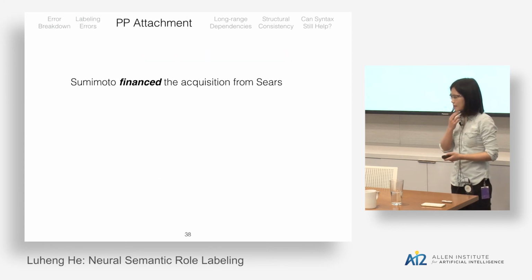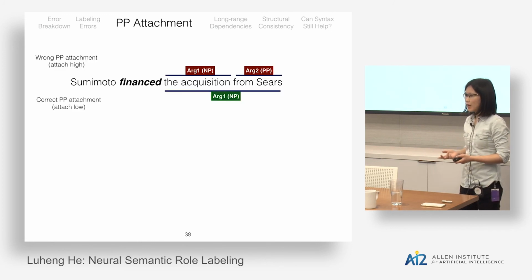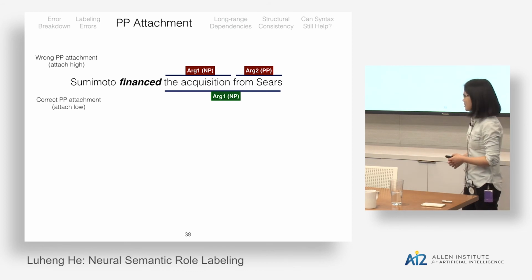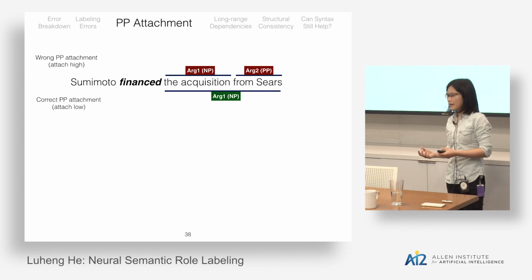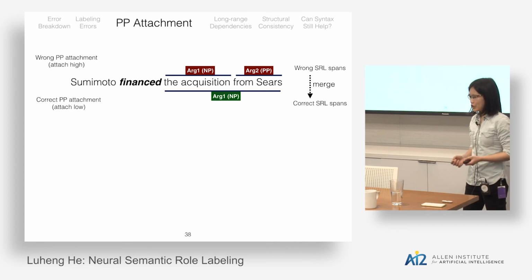So we have seen examples in the overview, but here's an error that the model has predicted wrong. It says Sumitomo financed the acquisition from Sears, and our model thinks that the financing is from Sears. So it predicts from Sears as the argument 2 of the verb, but actually the acquisition is from Sears, so the entire phrase, the acquisition from Sears, is an argument 1. So this kind of error is captured by the span merge operation in our code transformations.